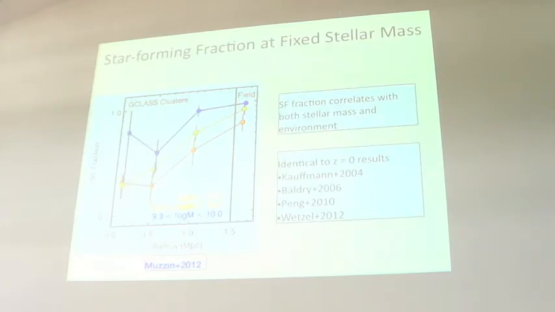So what you see here is the star-forming fraction at a fixed stellar mass, and there's a slope. This is for 3 stellar mass bins. There's a slope, so there's a correlation between the star-forming fraction and environment. We're using radius here as our proxy for environment. There's also a correlation, which I haven't shown here, between the star-forming fraction and the stellar mass. And this is exactly the same as found at redshift 0.